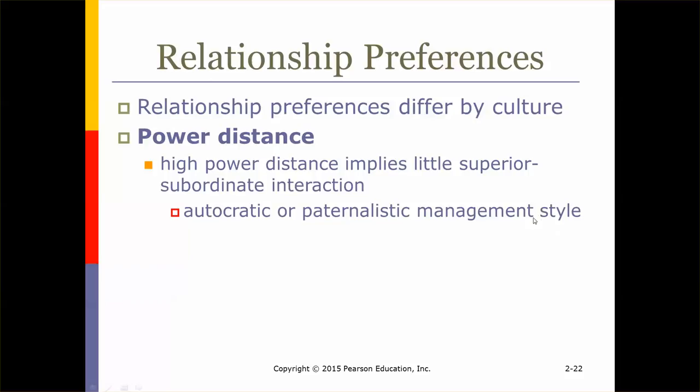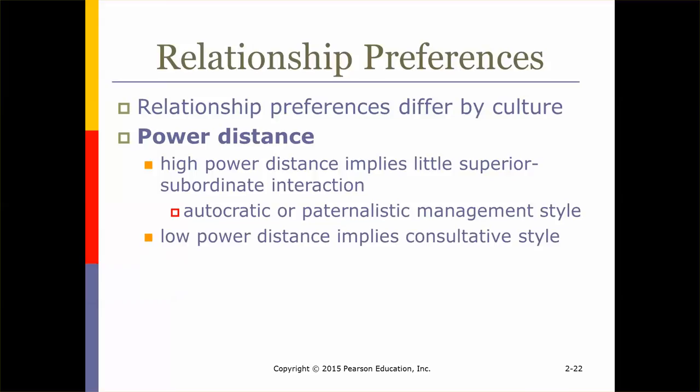The individuals do not want the freedom to make choices. They don't want to have to make decisions as to what they're to do or not to do. They just want you to tell them. And that drives an autocratic type of leadership style often. Low power distance implies a consultative style of management. So in a low power country, the people want to feel like they're part of the solution. They want to be in communication with their supervisor. They want to have a say in what their day-to-day work activity is and how they accomplish that work.